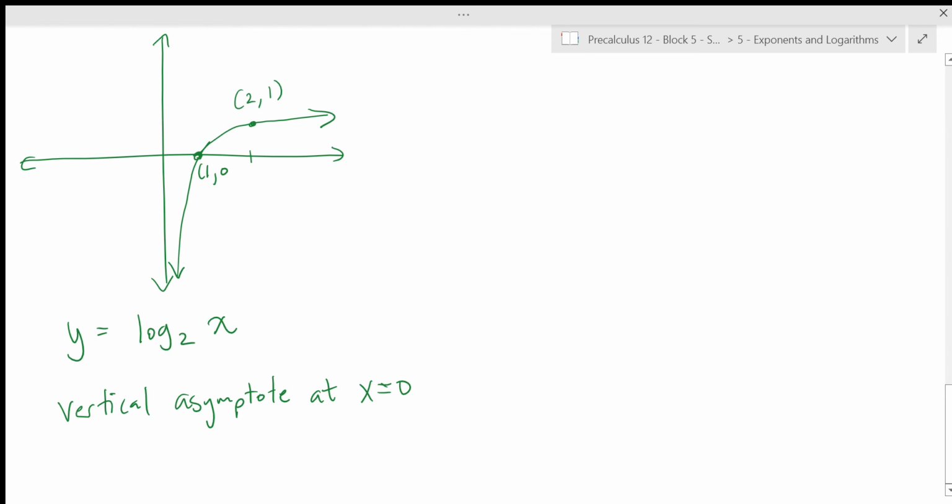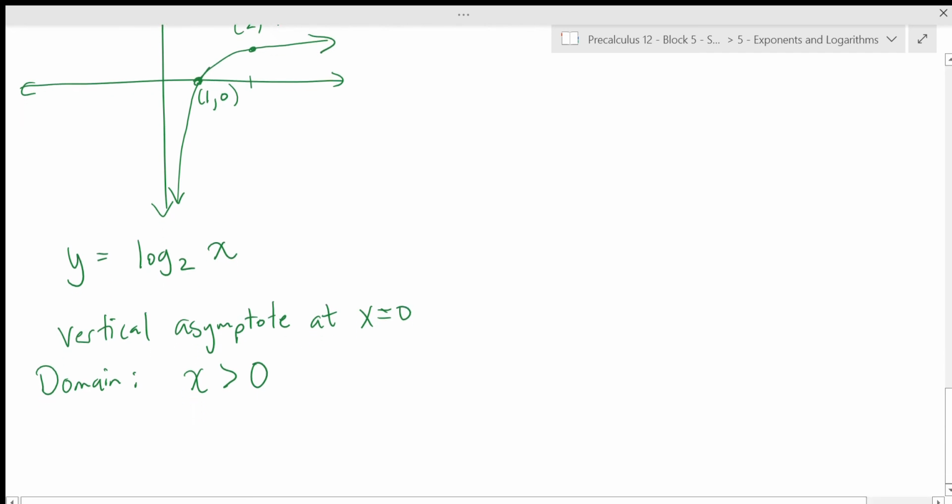We also have that special 1, 0 point and that 2, 1. We have to think a bit about the domain. So remember, we had a range restriction with our exponential function. Usually it was going to be y greater than 0, before it's been transformed. So here we have a domain, and the domain is that x is strictly greater than 0. It doesn't ever reach 0 because it has that asymptote.